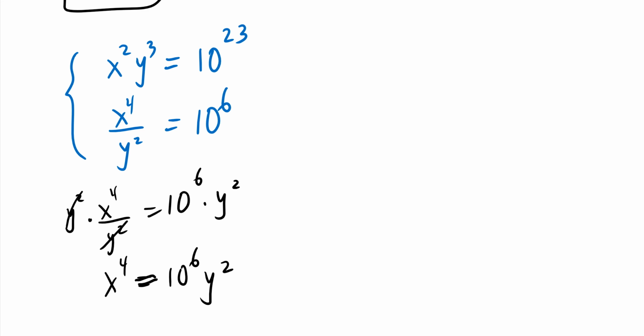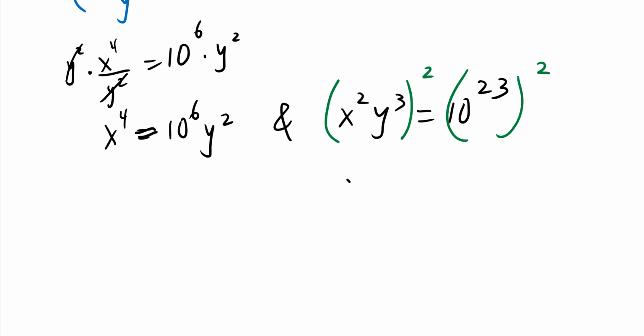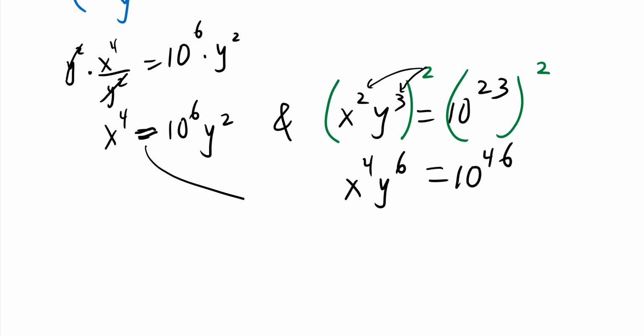Well, let's see. I don't have x to the 4th in the first equation. So what I'm going to do, I have this as the first equation. To make this x to the 4th, we can raise both sides to the second power. Like so. Let's see what we get. X to the 4th, y to the 6th, because you multiply. 10 to the 46.